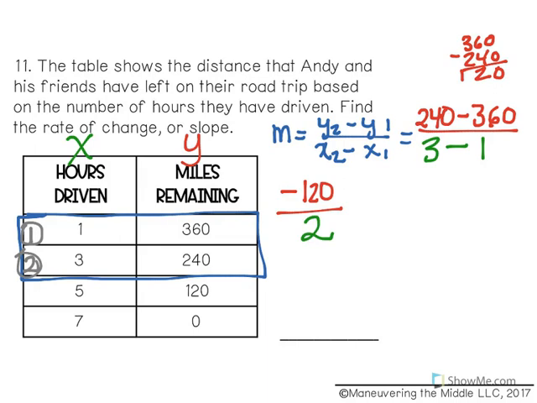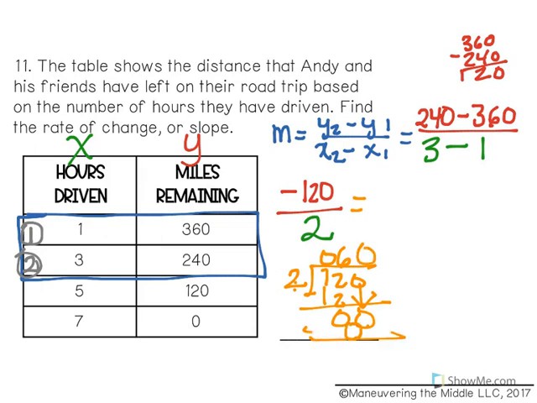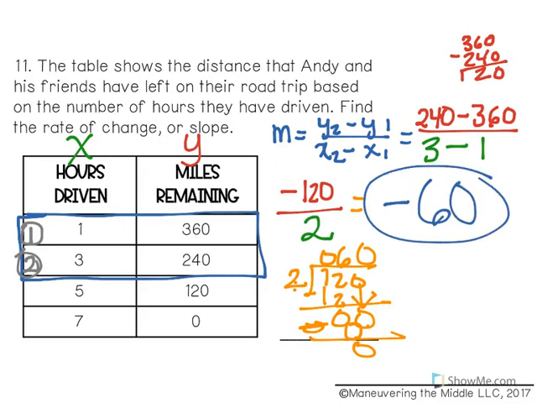And so I just simplify by dividing now. And I know that 2 goes into 1 0 times. But it goes into 12 6 times. And 2 can go into 0 0 times. So my slope is negative 60. That is my rate of change.